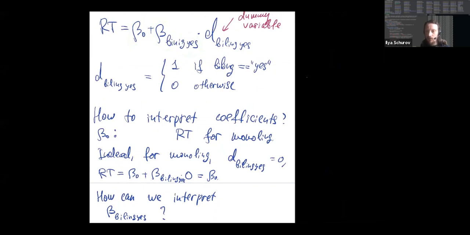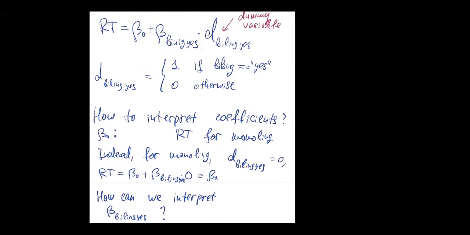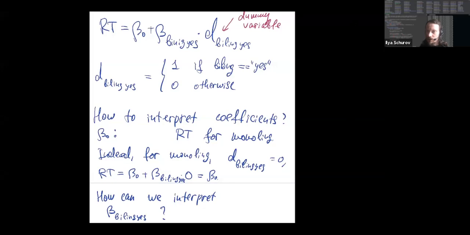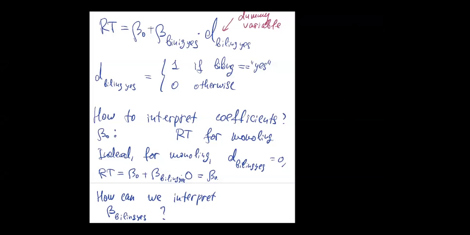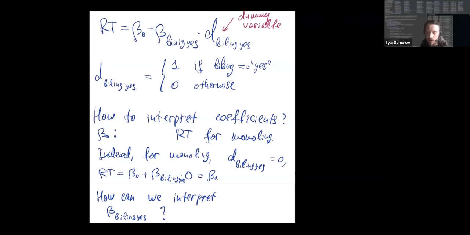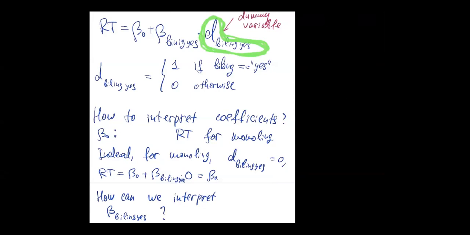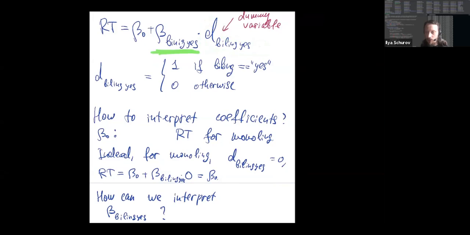Can I clarify that this will also be represented by either a zero or a one? Sorry, can you repeat, please? I just wanted to clarify, this variable can be represented by either a zero or a one. Look, this variable D is either zero or one. This is actually a variable that is obtained from the data. And this is a coefficient. This coefficient can be arbitrary, just like this one.